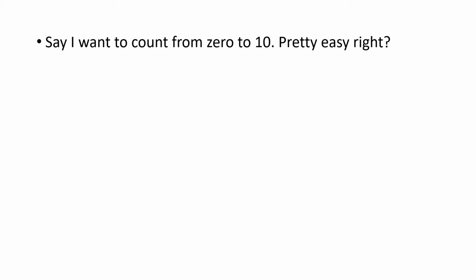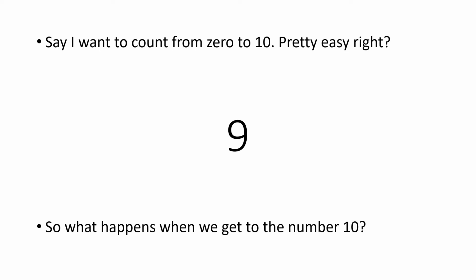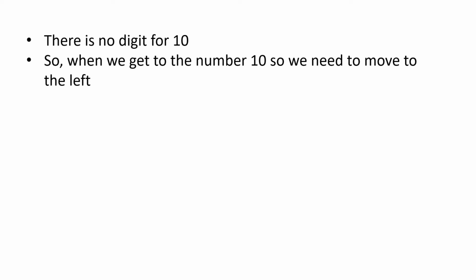Say I want to count from 0 to 10. Pretty easy, right? We have 0, 1, 2, 3, 4, 5, 6, 7, 8. You following with me so far? 9. What happens when we get to the number 10? There's no digit for 10. Remember, it's only 0 through 9. So when we get to 10, we have to move to the left.